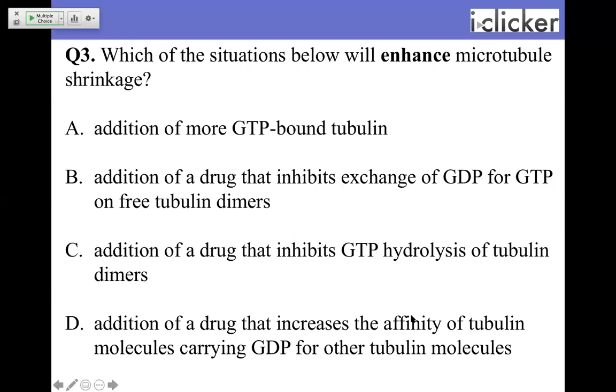If you increase the affinity of tubulin molecules for each other, even the ones that are bound to GDP, they will stay together. Only if you inhibit the exchange of GDP for GTP, if you essentially are reducing the amount of GTP bound tubulin dimers in the cytoplasm, then there won't be any subunits that can add onto that plus end.